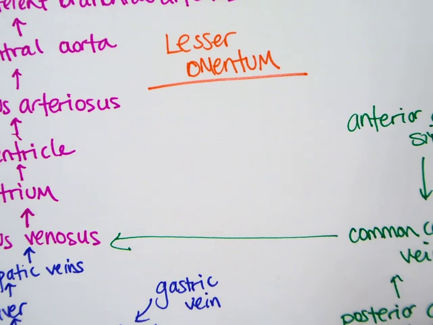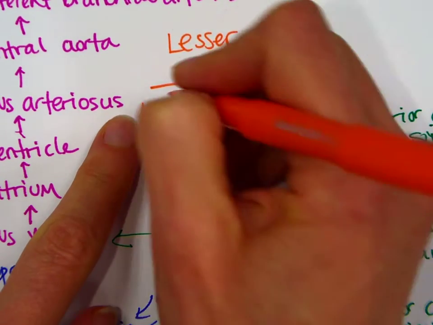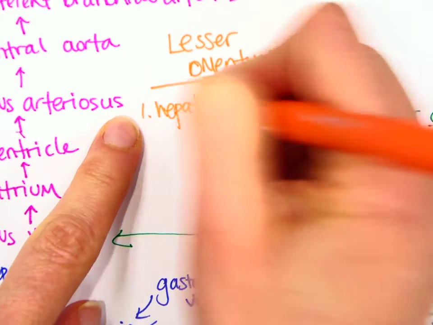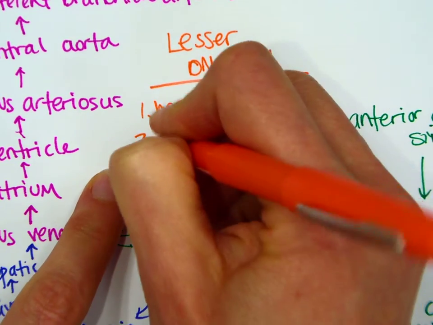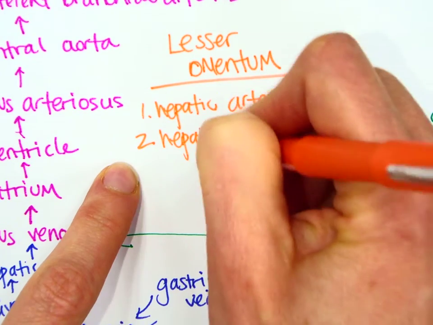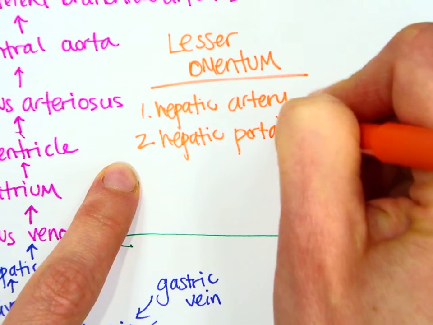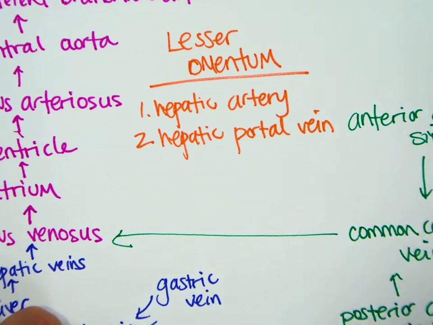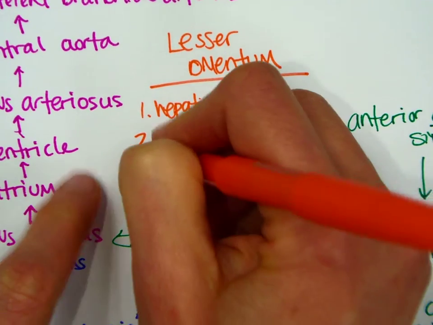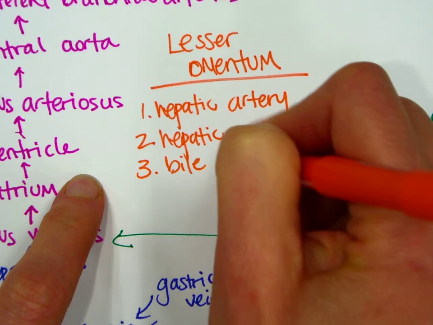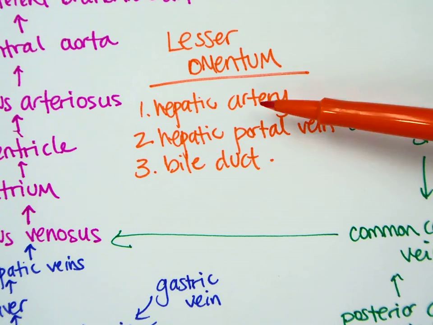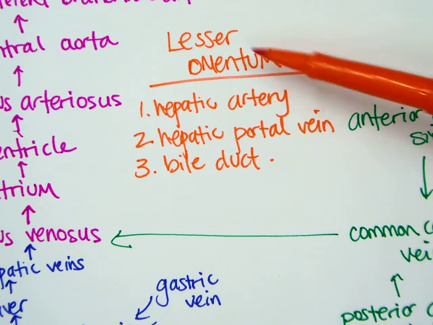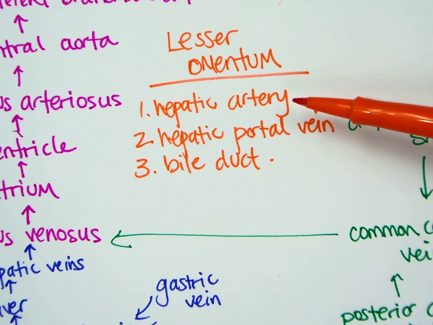Structure number 1 is the hepatic artery. You will know it because it is pink. Structure number 2 is the hepatic portal vein. You will know it because it is yellow. Structure number 3 is the bile duct. You can't see it at all because it's clear, but it's in there anyway. So you will need to know for these 3 structures that they are in the lesser omentum and then for each one, what it does.